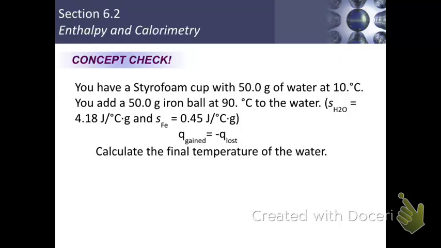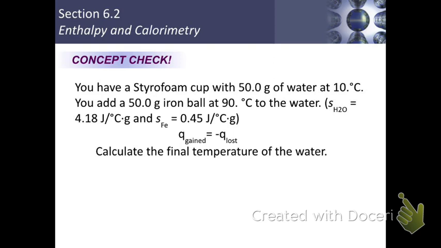So with this type of calorimetry, we're going to really examine the change or the flow of energy from one substance to another. Remember, hot flows to cold. We're going to see the heat leave one item and another item absorb that. So this says you have a styrofoam cup with 50 grams of water that's at 10 degrees Celsius. So that's your cold thing. Your hot thing is a 50-gram iron ball that's at 90 degrees Celsius.